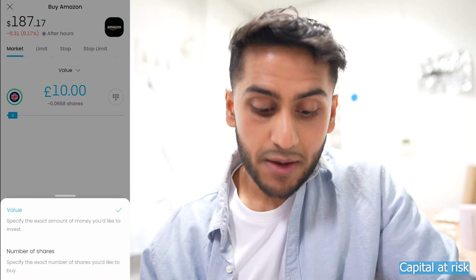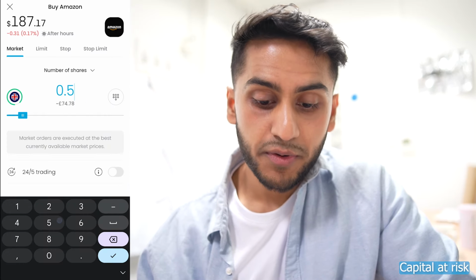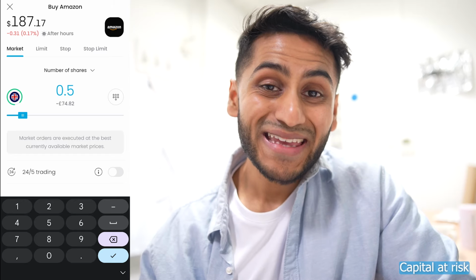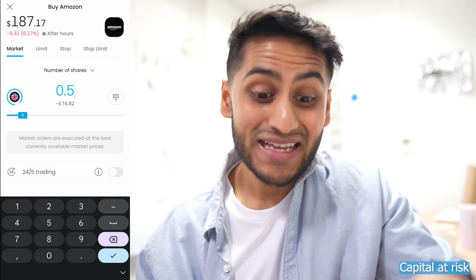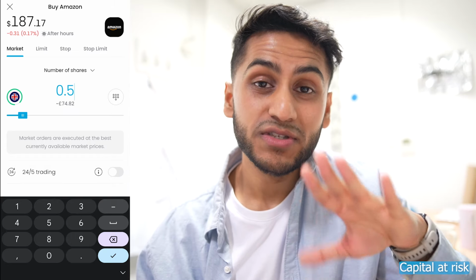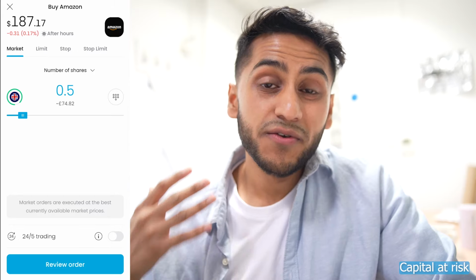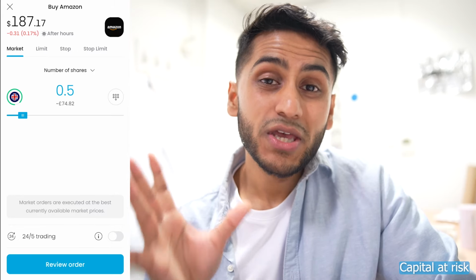Alternatively, I can change how many shares I want. For example, if I only wanted half a share, 0.5, that will cost roughly £74.82 in pounds, of course. Because Amazon is actually denominated in dollars, we're going to have to do some sort of currency exchange. Trading 212 has recently come up with new features where, once you've exchanged your pounds to dollars, for example, you can keep them in dollars.